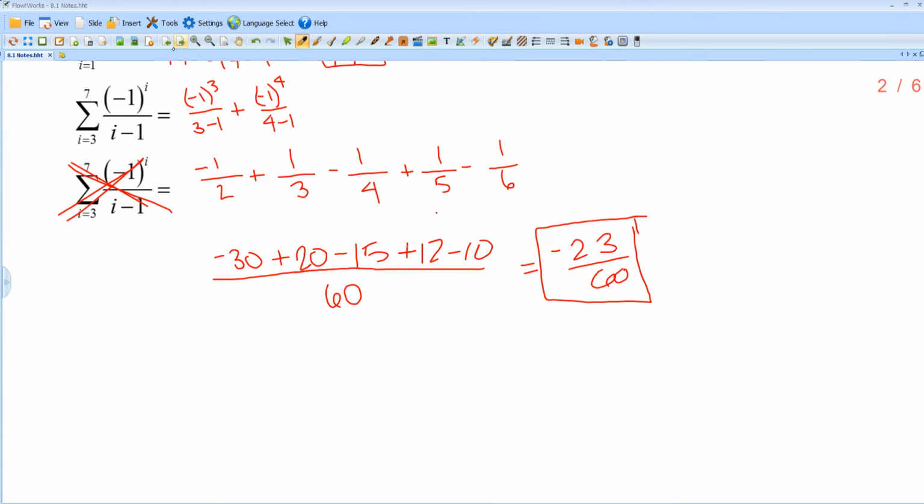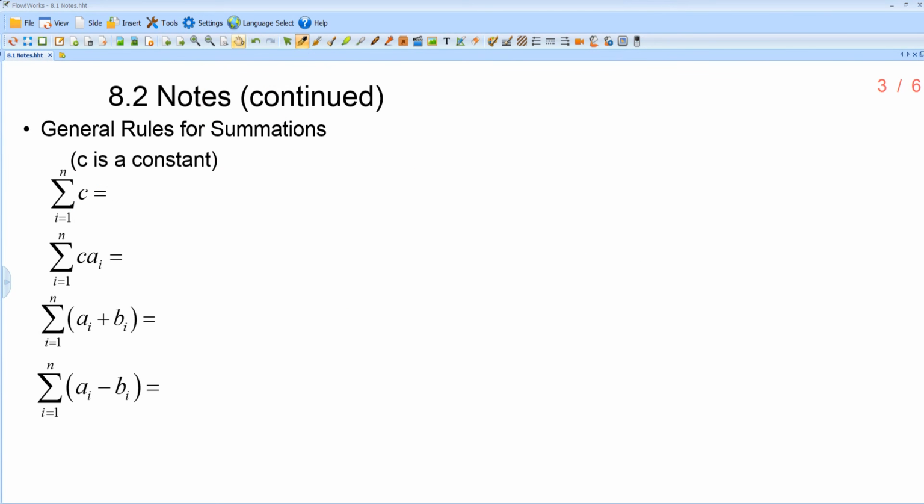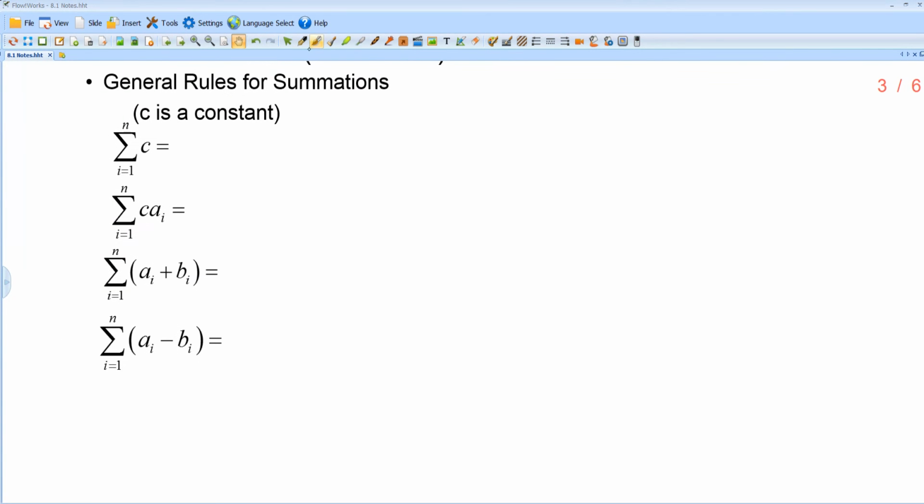So in certain scenarios, we can actually speed some of these up, or we have ways of sort of rewriting these. So if we have C representing a constant, so some integer like 5, something that's not going to change dependent on what i is. If we have the sum from 1 to n of C, then all we're doing is adding C over and over and over again n times. So that can be found by just doing C times n. I'm adding C n number of times.